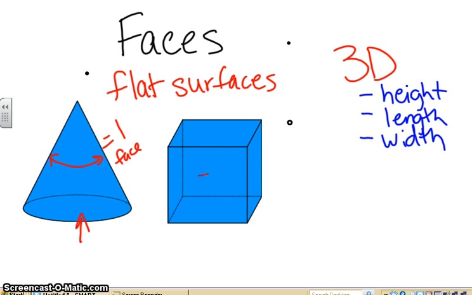Now when we're talking about something like a cube, all the parts of a cube are flat surfaces. So we have the front, we have the back, we have the top, we have the bottom, and we have the two sides. And so that would be 6 faces. So all we have to remember is that faces are the flat surfaces.